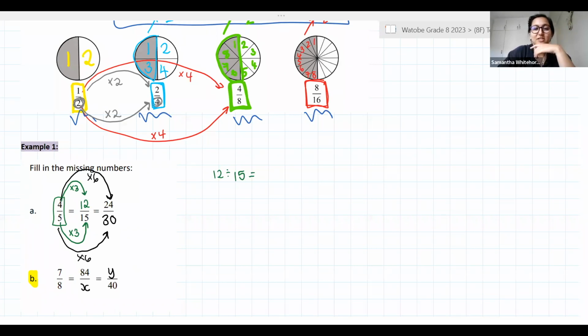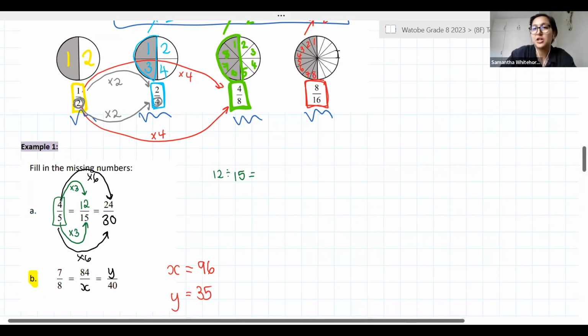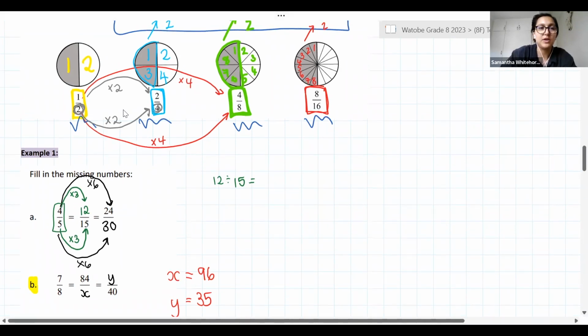Alrighty, let's do this. So if anyone would like to raise their hand now to tell me what the answers for X and Y are, you can raise your hand. Okay, Muvuyo, tell me, what is X? X, ma'am, is equal to 96. Okay, and Y? Y is equal to 35. Perfect, well done.